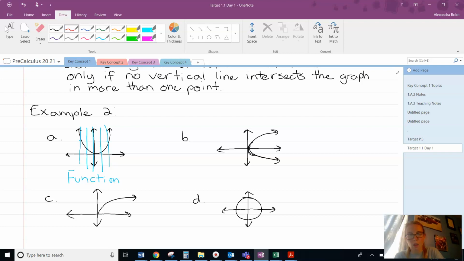If I look at B, you only have to have one that doesn't work. Right? If I draw a vertical line right there, it passes through it twice. That is not a function.